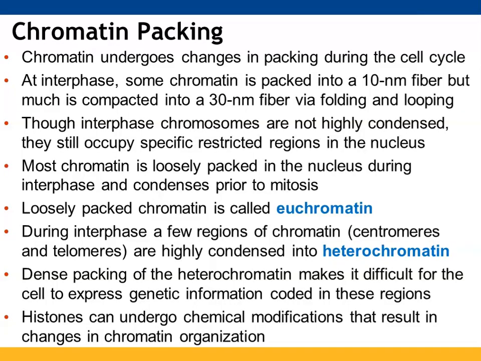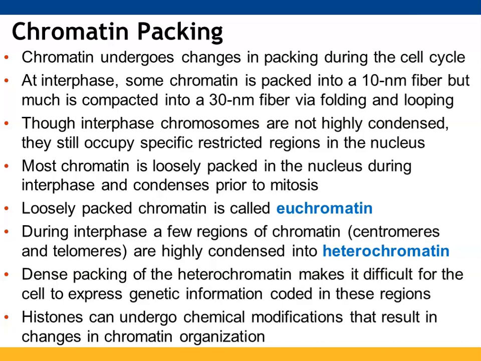So chromatin is able to undergo packing changes during your cell cycle. In interphase, you have some of it packed into a 10 nanometer fiber, but then it gets compacted into a 30 nanometer fiber via lots of folding and looping. Although the chromosomes are not highly condensed in interphase, they are typically found in certain regions within your nucleus. It does become more loosely packed during interphase and then condenses prior to mitosis.